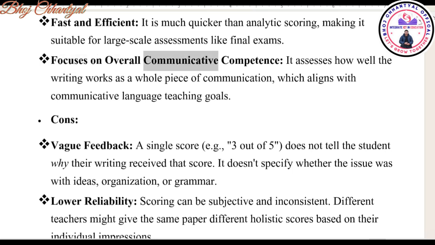Focuses on overall communicative competence. It assesses how well the writing works as a whole piece of communication, which aligns with communicative language teaching goals. Cons. Vague feedback. A single score, example 3 out of 5, does not tell the student why their writing received that score. It doesn't specify whether the issue was with ideas, organization, or grammar.